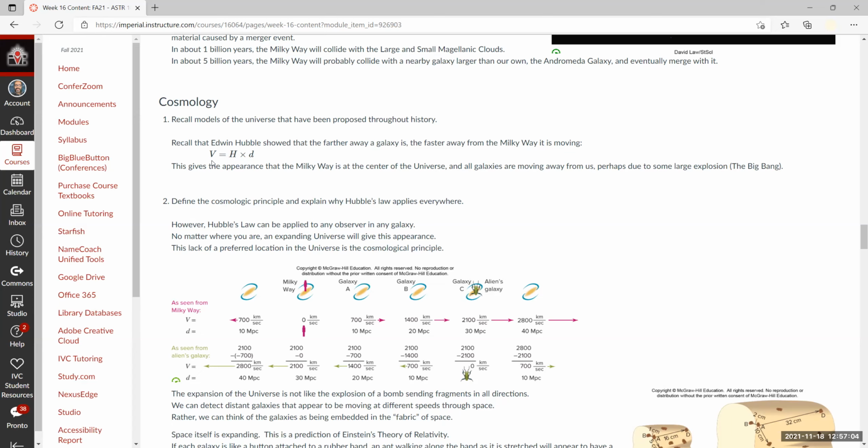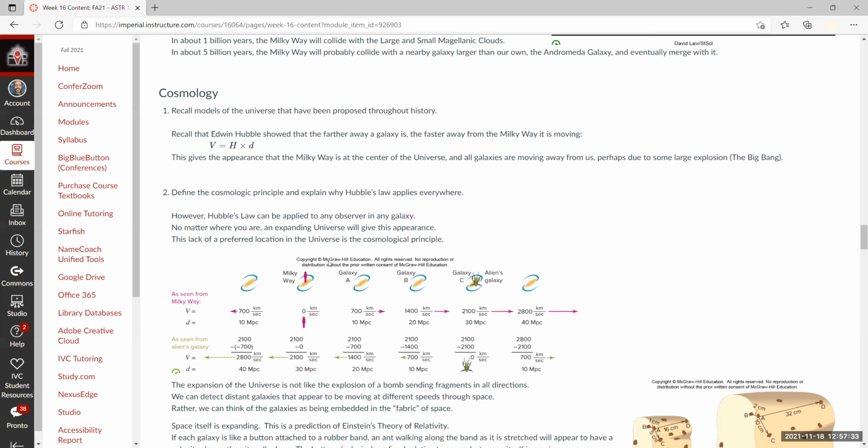So the redshift can only be explained if the entire universe is expanding, and it's expanding everywhere. This is the law that gives you how fast the galaxy is receding away from our own. Interestingly, it's proportional to the distance: the further away the galaxy, the faster it's moving away from us. This H is a constant, the Hubble constant. This actually determines the age of the universe.